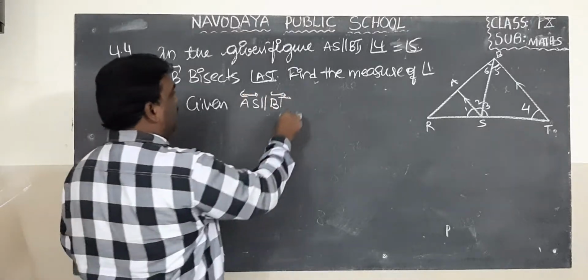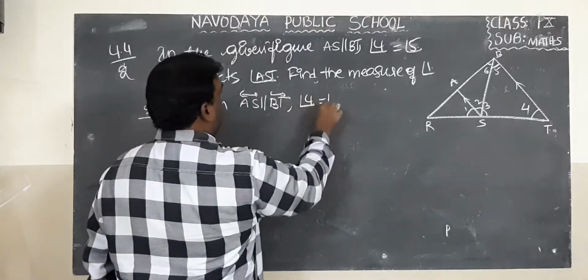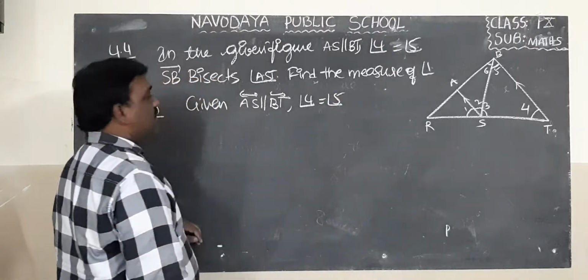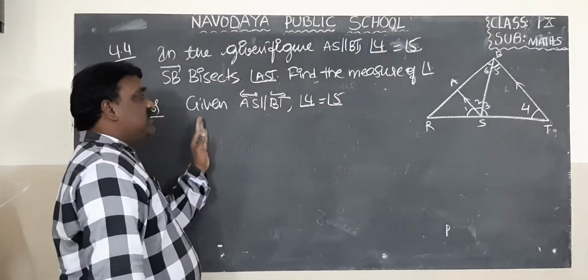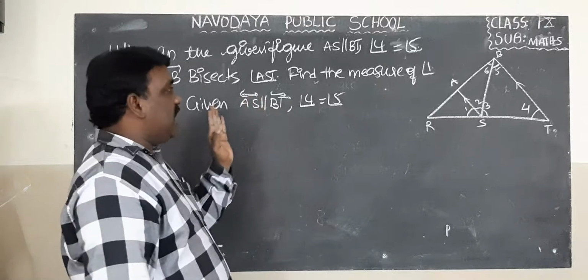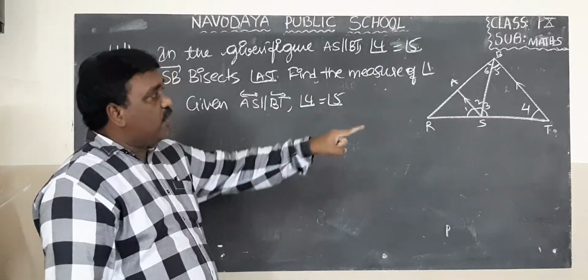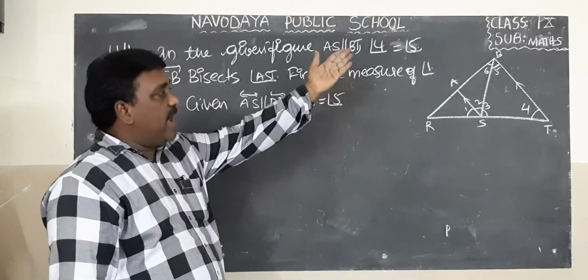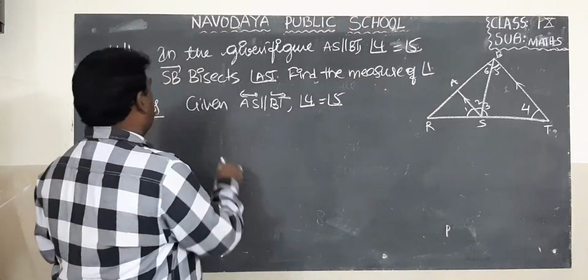AS parallel BT. Angle 4 equal to angle 5. First point, AS parallel BT, and what are the angles equal? Angle 4 to angle 5. Top angle, down angle. Both are equal.